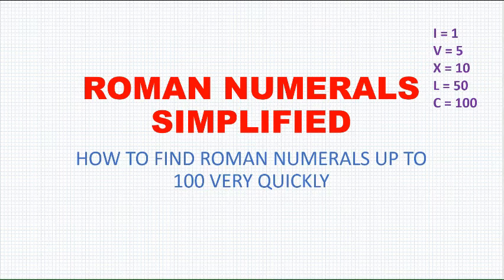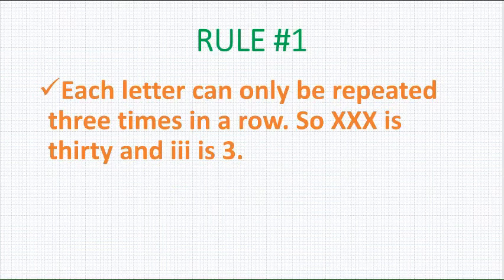Now, there are simple rules that we must obey if we need to find Roman numerals. And what are these rules? Let's go there together. Now, here is rule 1. Each letter can only be repeated 3 times in a row. So, XXX is 30.